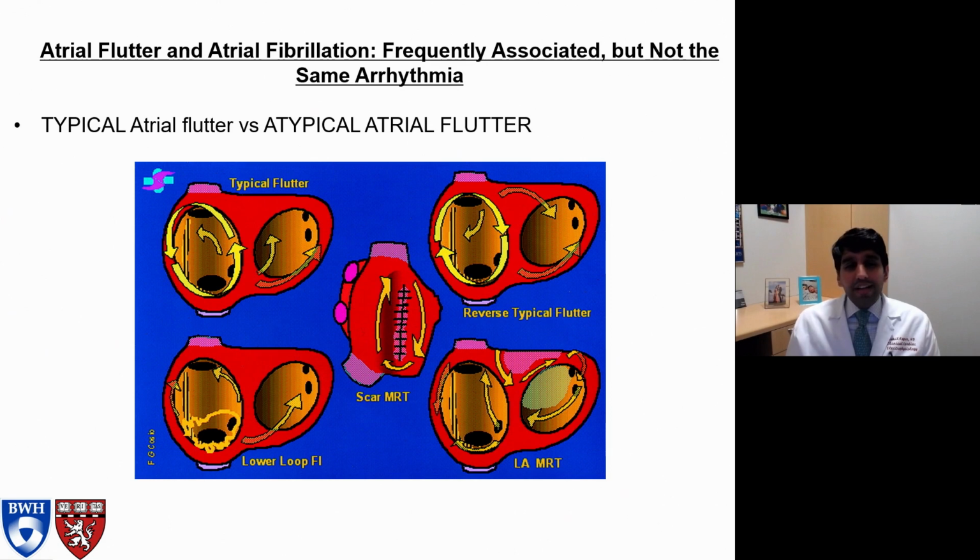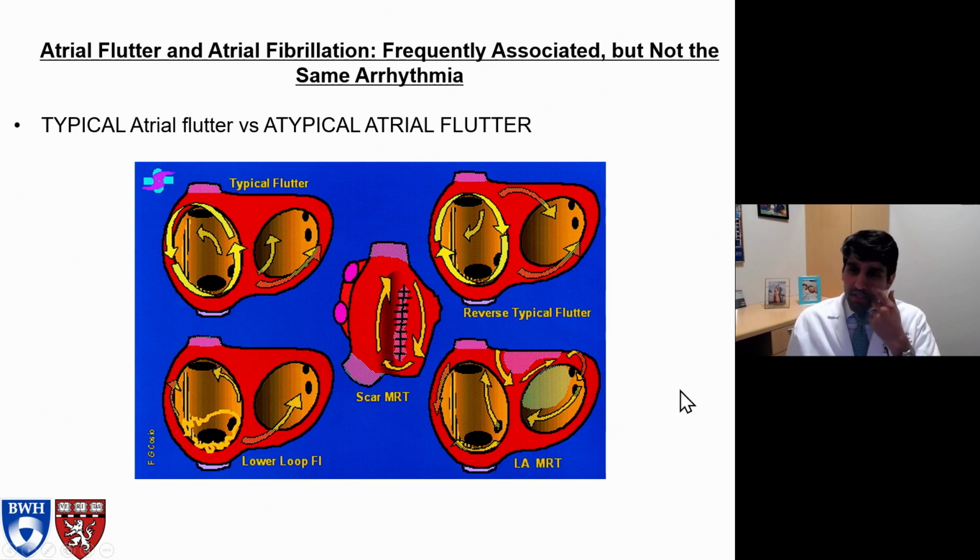Now, we do make a lot of distinction between typical atrial flutter and atypical atrial flutter. Really the only meaning of that is typical atrial flutter means that the circuit involves the right atrium and specifically a piece of tissue between the tricuspid annulus and the IVC known as the CTI, the cavo-tricuspid isthmus. Every other flutter is referred to as atypical atrial flutter.